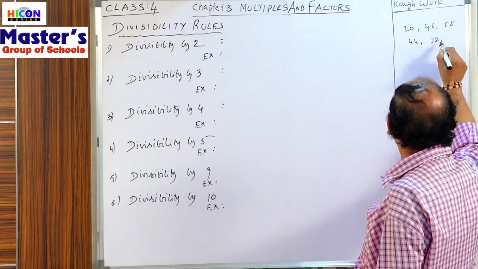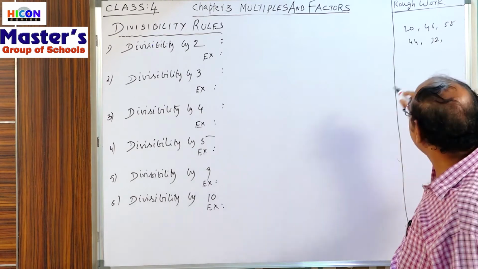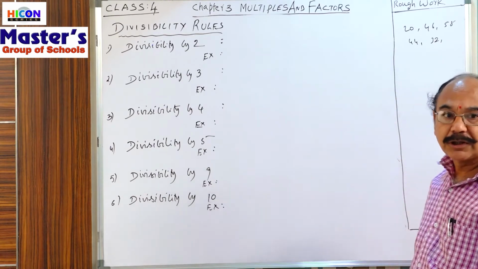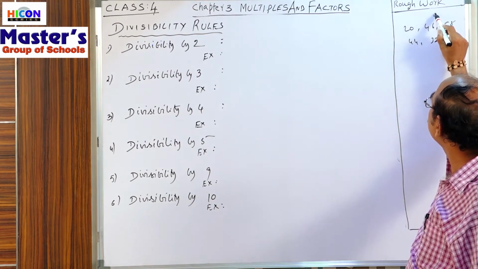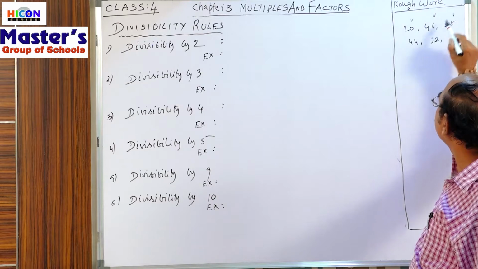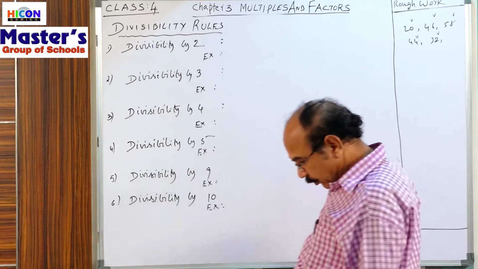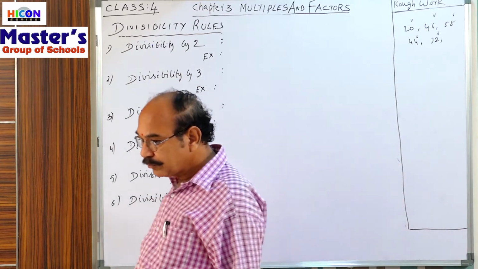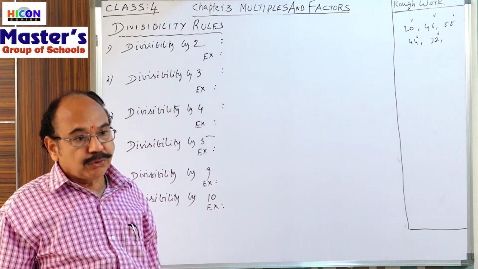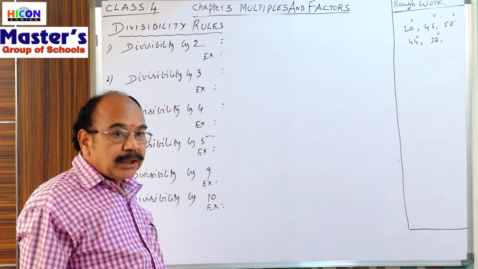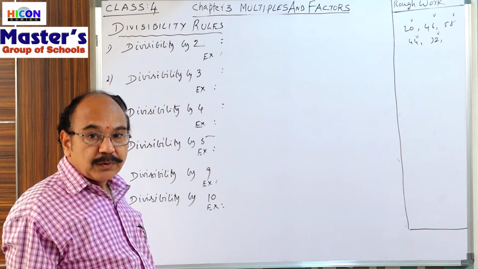12, 32. Okay children, see in all these numbers, what is the unit digit here? 0 is the unit digit here. 6 is the unit digit. 8 is the unit digit. 4 is the unit digit. 2 is the unit digit. If the unit digit of a number is either 0, 2, 4, 6 or 8, immediately you can say that the number is divisible by 2.